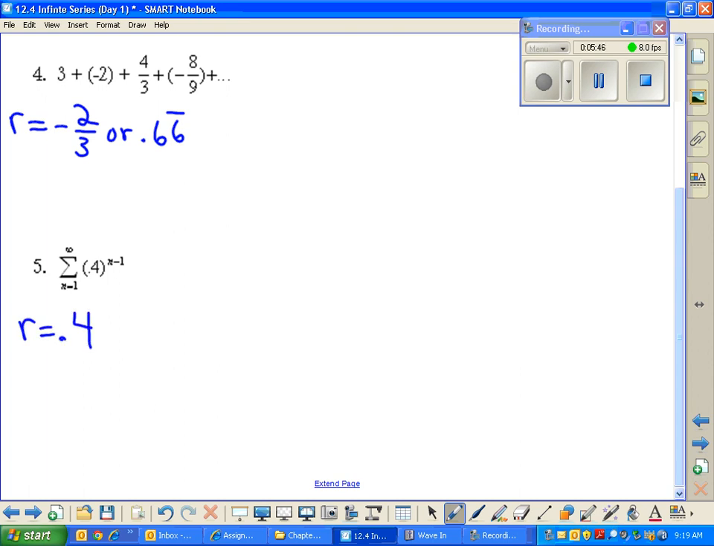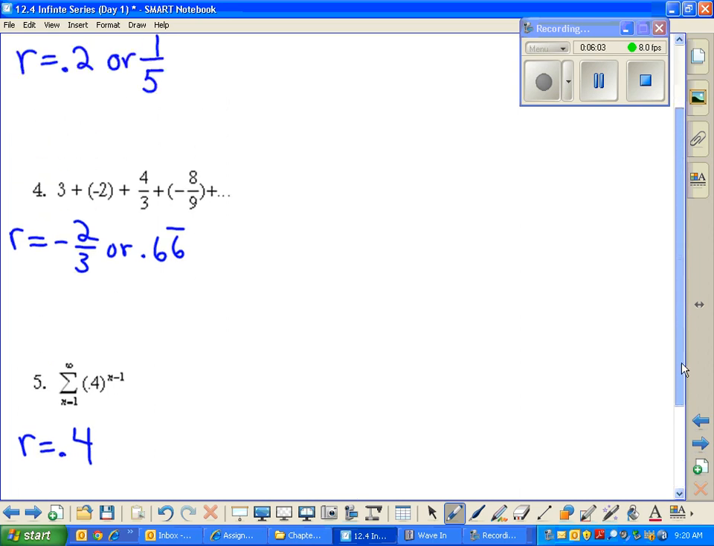Okay. So now what we're going to do is run the test to see if we can actually use that formula you just copied down a few minutes ago. Does anybody have any questions about how these common ratios came about? We're good there? Okay, so let's scroll back up to the top here.